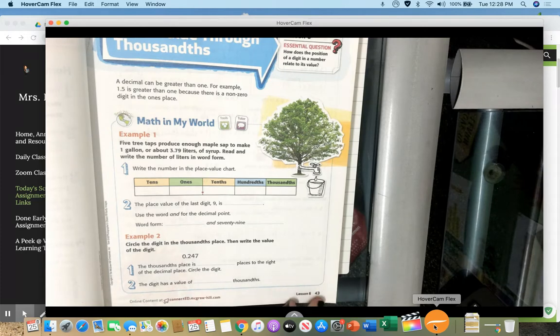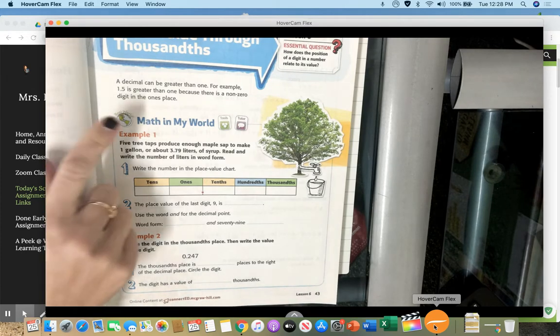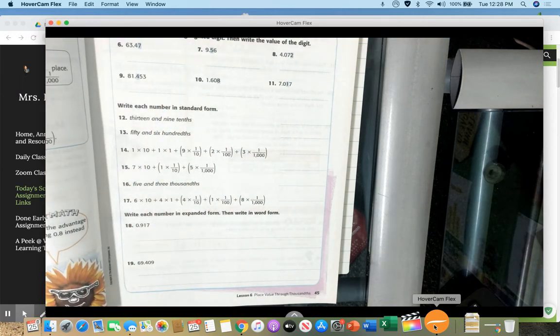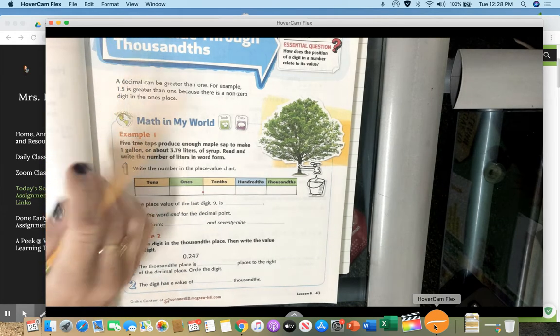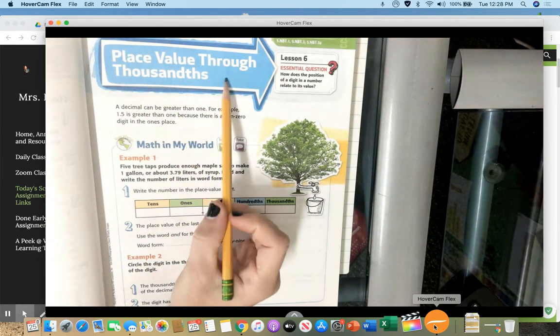Lesson 6 starts on page 43. I'm going to go ahead and get started, and then you guys will have some assignments to do on your own. And then when you're with me during math stations this week, that is the time when I will go over and help you. Okay, we're talking about place value through the thousandths place.